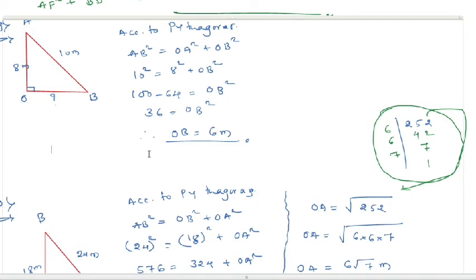AB square is 10 square is equal to 8 square plus OB square. 10 square is 100 minus 64 is equal to OB square. 100 minus 64 you will get 36. 36 is equal to OB square. Therefore, OB is equal to root 36, which is 6. So, the distance is 6 meter.